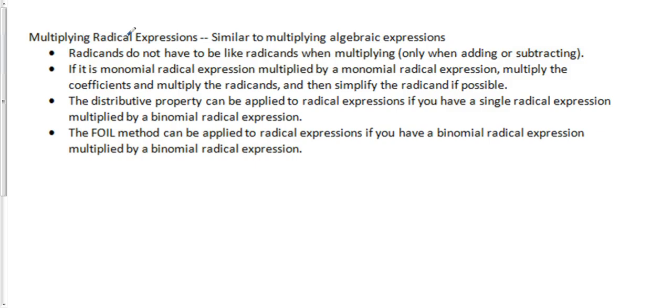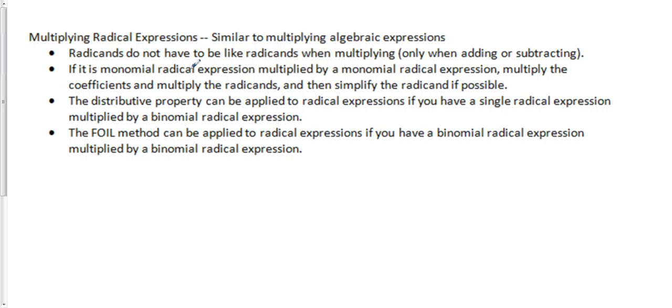When we are multiplying radical expressions, this is going to be similar to multiplying algebraic expressions. Now, the radicands do not have to be like radicands when we're multiplying, only when we're adding and subtracting. So you can do x times y, and that'll make a new term, an xy term, but you can't add your x terms with your y terms. Same thing here. Our square roots can multiply together, but they just can't add and subtract together.